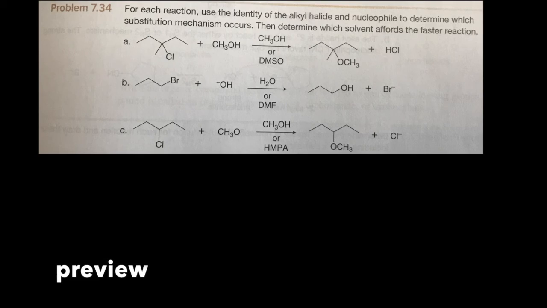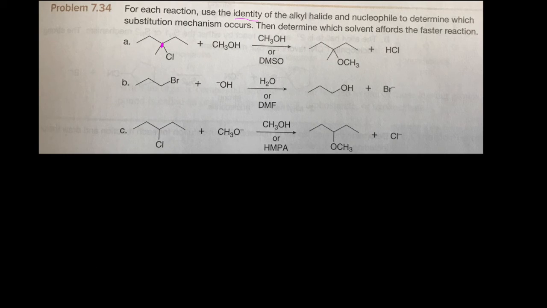As usual in the Smith's textbook, the questions are extremely good because they guide you in a way of how to think correctly about these things. We're supposed to identify the alkyl halide and nucleophile and determine which mechanism occurs, then determine which solvents afford the faster reaction. Okay? So what we're looking at is first the alkyl halide.